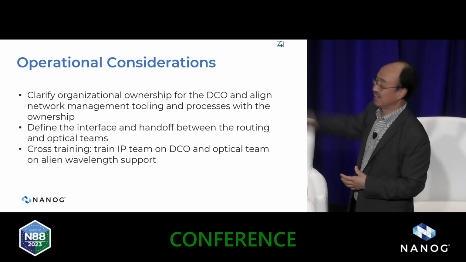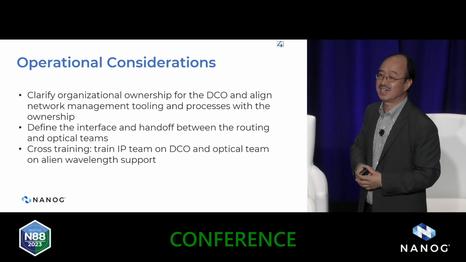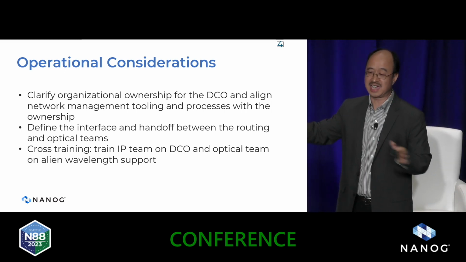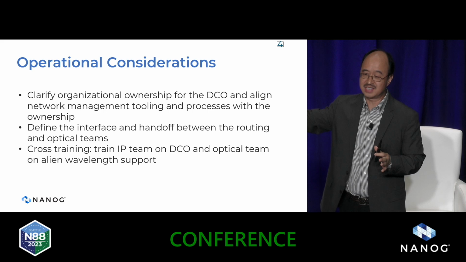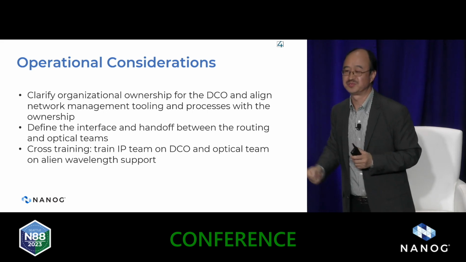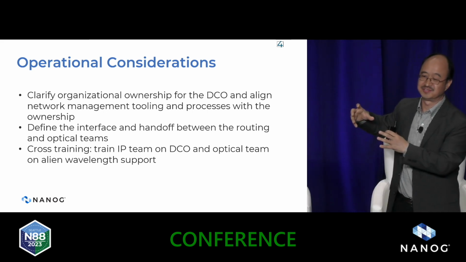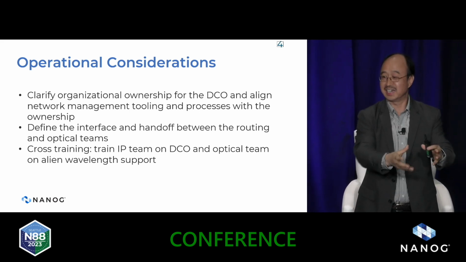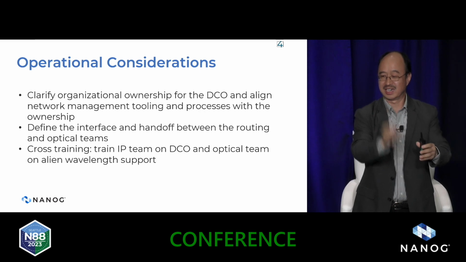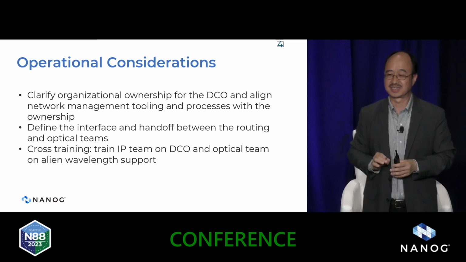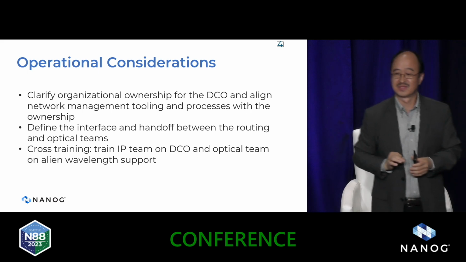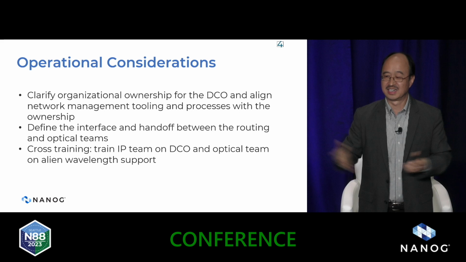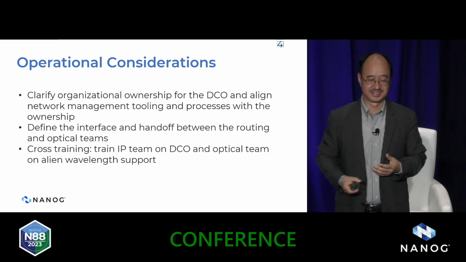I'm just going to highlight a few things here. First, clarify the organizational structure. Because in the traditional silo model, the transponders are owned by the optical team, right? Now that's been taken out from the optical team, moved into the routers. It's kind of similar to a transponder, but it's just pluggable optics. Who's going to own it? Is it the routing team? Is it the optical team? Is it a joint team? There are consequences, there are implications, right?